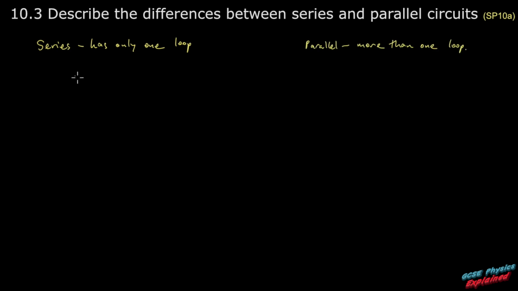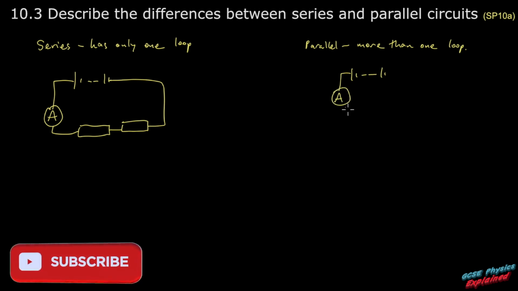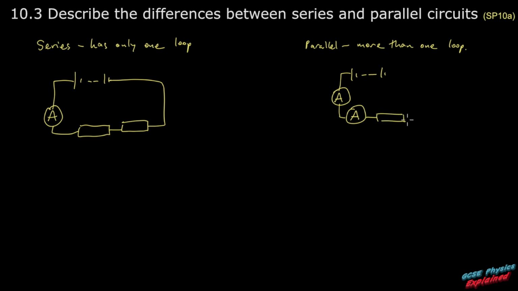Now if I quickly draw just a basic series circuit, I'll pop an ammeter in and a little resistor, pop a couple of resistors in. And if I draw a parallel circuit, battery, ammeter, do another ammeter there with a resistor, another ammeter there. Right, well, in a series circuit, because there's only one loop, the current can't split up. So the current will be the same everywhere. I should have really put another ammeter in there as well.